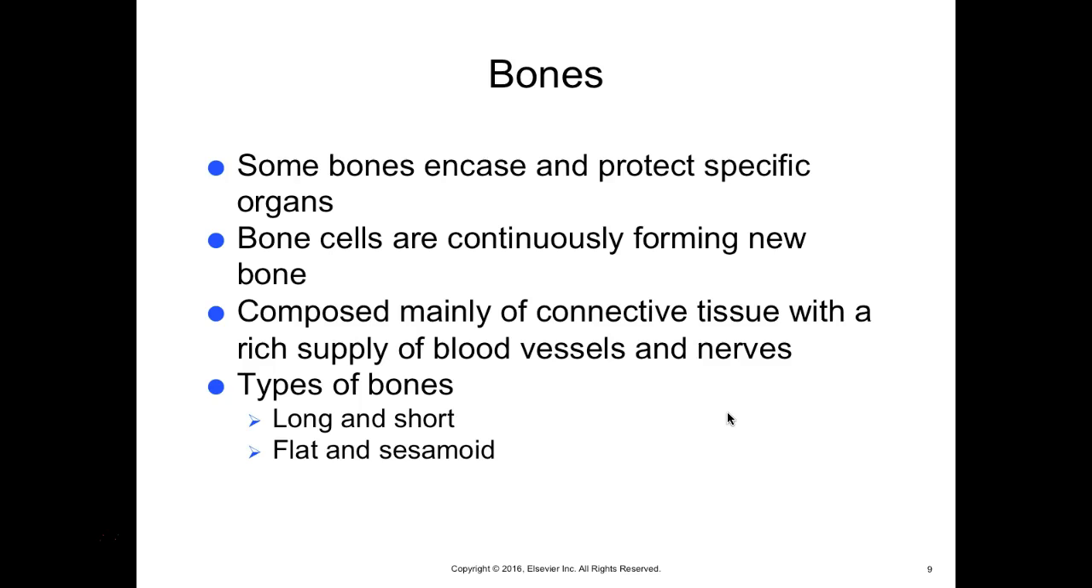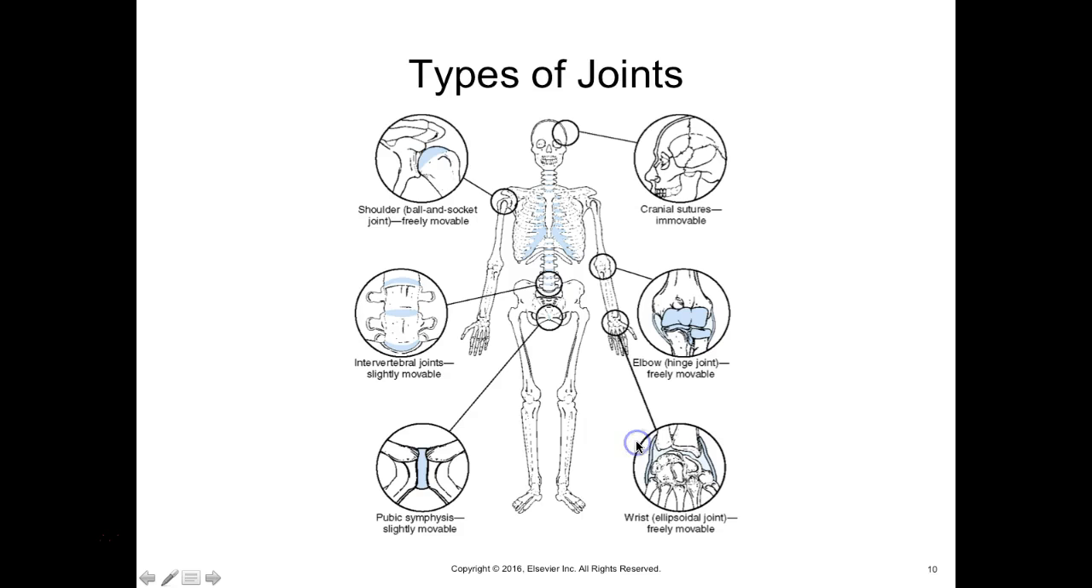Bone cells are continuously forming new bone. So bone is always producing and forming and also being broken down at the same time. So it's a balance of forming bone and breaking down of bone. Composed mainly of connective tissue with a rich supply of blood vessels and nerves. So contrary to what a lot of people think, bones are actually living tissue. They do have vasculature and nerves. Types of bone: long and short, and then we have flat and sesamoid.